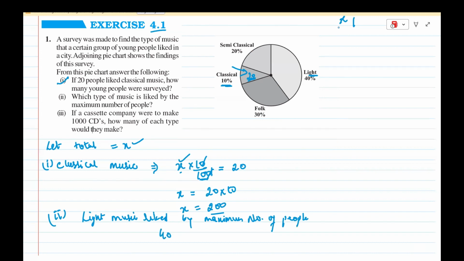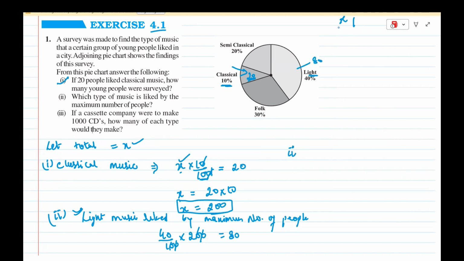See, 40% means 40 upon 100. And how many people are there? 200. We have just calculated it over here. For the second, you have to write only this much. In case they have asked how many people liked light music, this is the answer: 40 upon 100 into 200, here 80. Means 80 people liked light music.